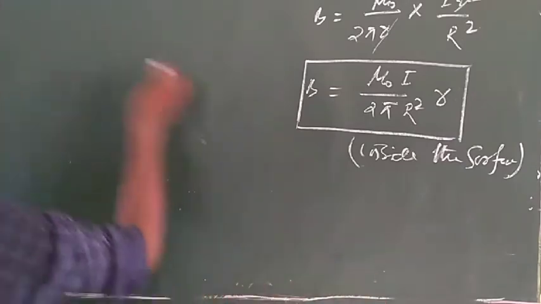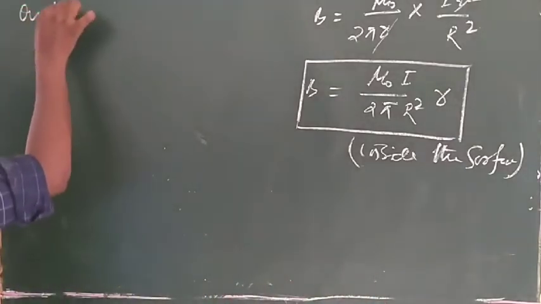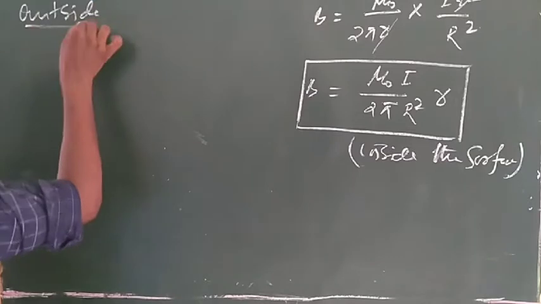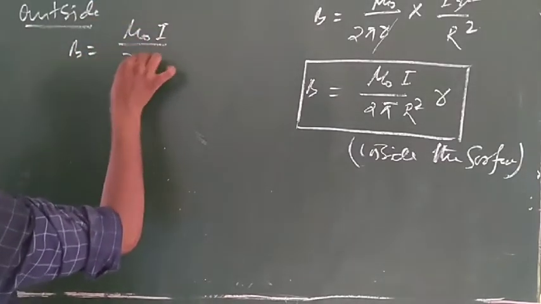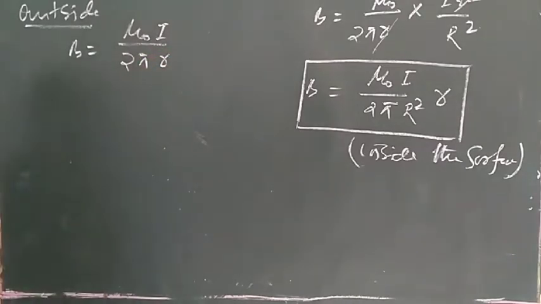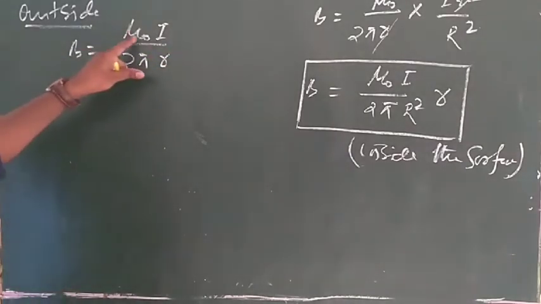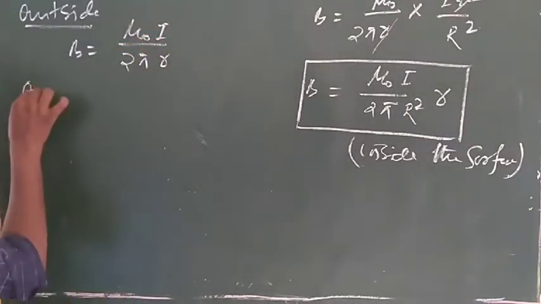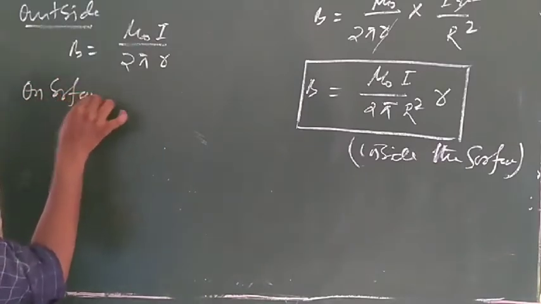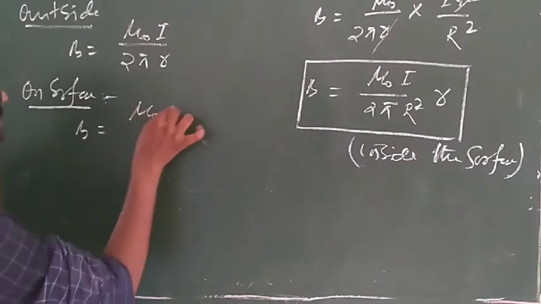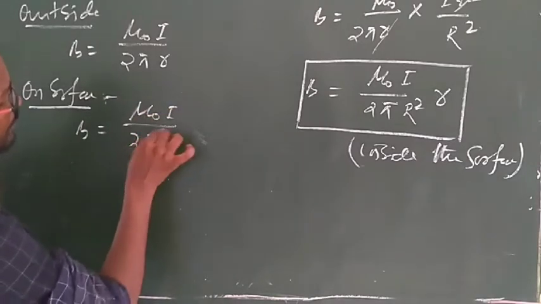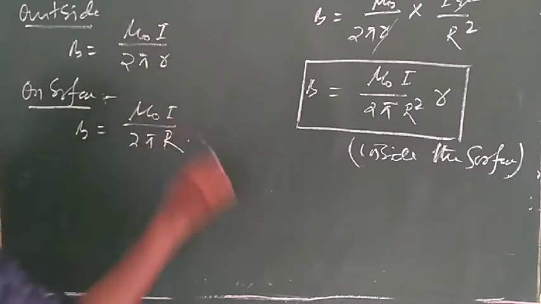So from this relation we conclude that the magnetic field for an outside point is B equals mu naught I by 2 pi r. Clear? On the surface of the cylinder, B equals mu naught I by 2 pi, and this r will be capital R.